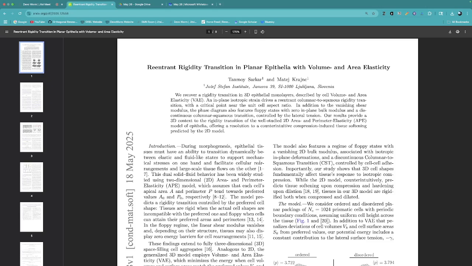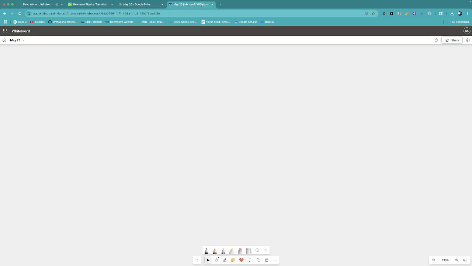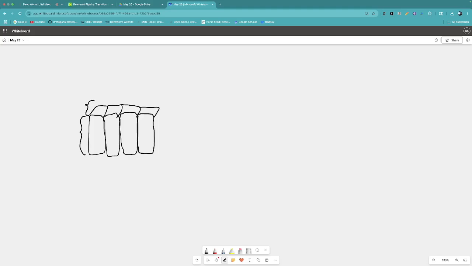So we recover a rigidity transition in 3D epithelial monolayers described by cell volume area elasticity. So this looks kind of like the surfaces that we like to talk about, these epithelial monolayers, which if you look at sort of a cross section of it, remember they're these squares, kind of arrayed like this. And then in 3D, we're just looking at this part here, where we have some depth to this layer. So this is the monolayer here, and then this is the depth, and then these are the interaction points.